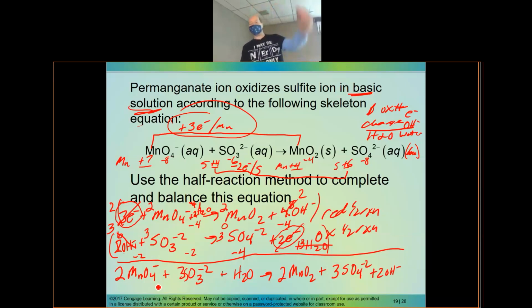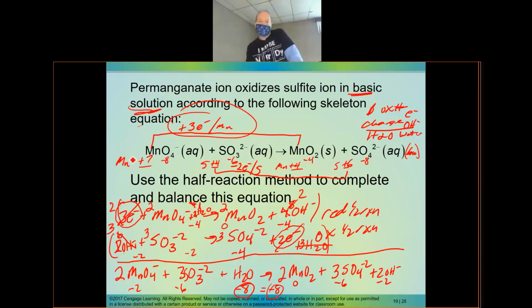So when you're done, to make sure you brought everything down with the correct coefficients, you should check the charge. You've got a minus 2 here. You've got 3 minus 2s here. So that's minus 6, and that is neutral. So on this side, you got a minus 8 total. Hopefully that's equal to 2 zeros and 3 minus 2s, that's minus 6, and 2 minus 1s. And so that is equal to negative 8. So minus 8 charge on both sides. And so there is your balanced oxidation reduction half reaction.